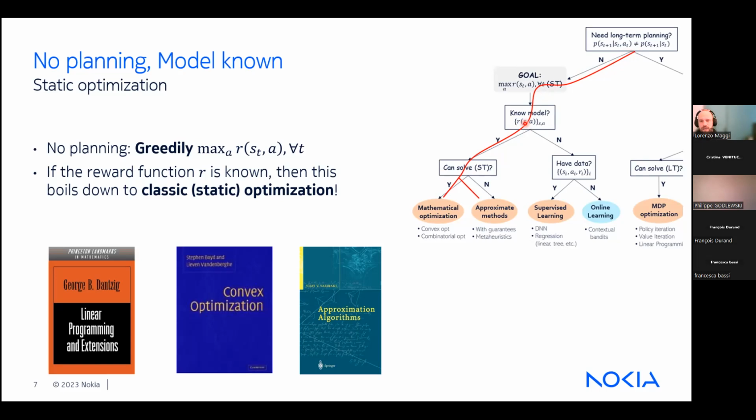Several algorithms have been developed in the past, depending on whether the problem is linear, convex, non-convex, non-linear, or a combinatorial problem. In that case, most probably your problem will be NP-hard, and you will need approximation algorithms. But in any case, this is, I agree, a corner case, but it's still a subcase of what we described at the beginning. It's a subcase of MDP. So if you're in this, let's say, lucky case, then you should definitely use these techniques from non-reinforcement learning.